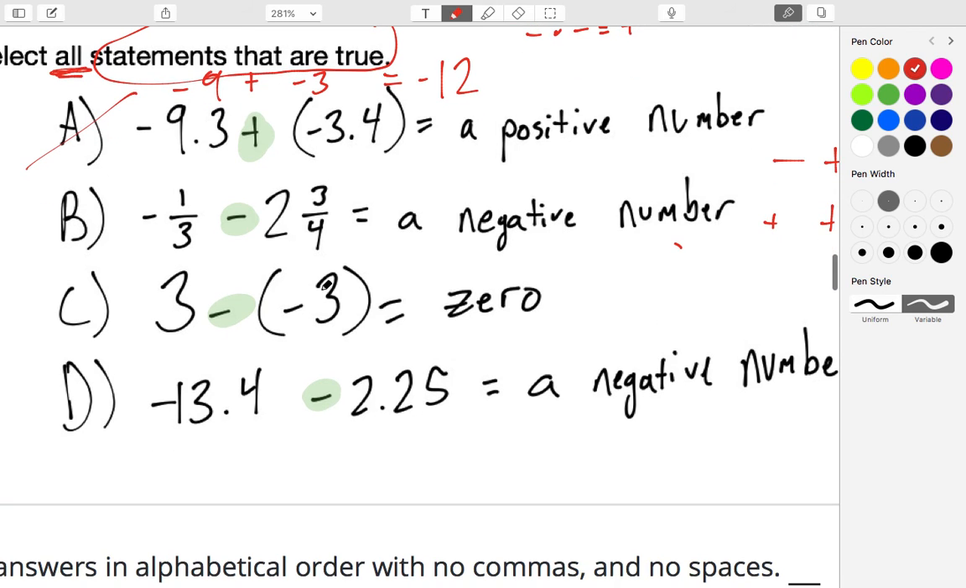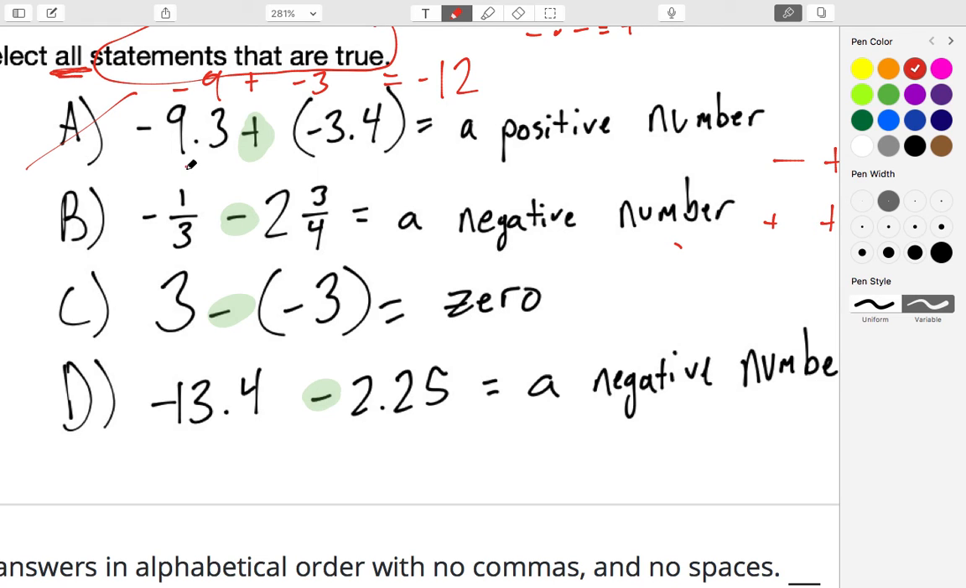Next one. What do I do if it's subtraction? Raise your hand. Keep, change. Raise your hand for a red vine. Hands down. 3, 2, 1, go. Keep, change. Go ahead and get a red vine.